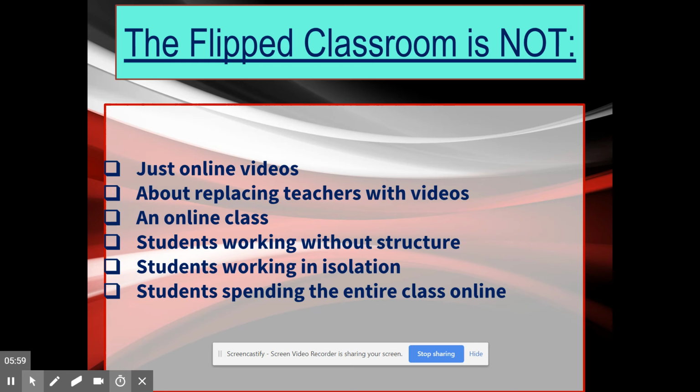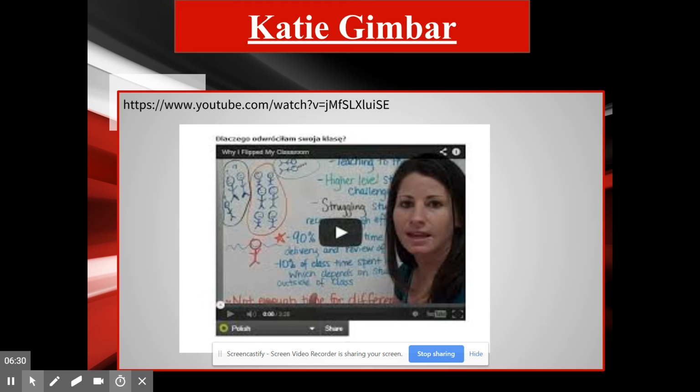Students working in isolation. So you're not working in isolation. At times you're watching the video together and taking notes. You are also working on the information that you retrieve from the video onto a project or onto a worksheet together in groups. So you're always working as a team. Students spending the entire class online. That is not the idea of flipped classroom, that it's like, oh, teacher is always going to assign the videos and that's pretty much my lesson. No, your teacher is still going to be the lead person in the classroom.